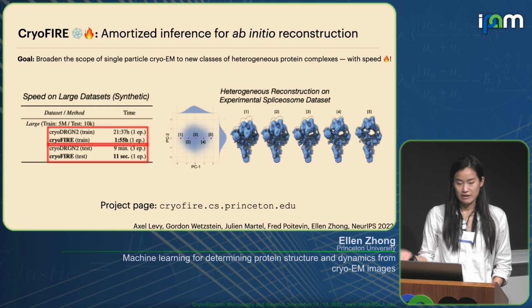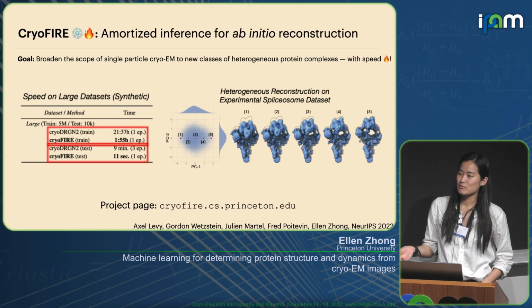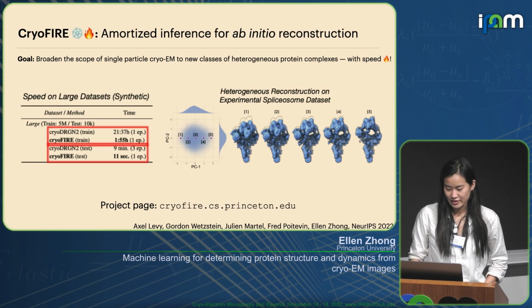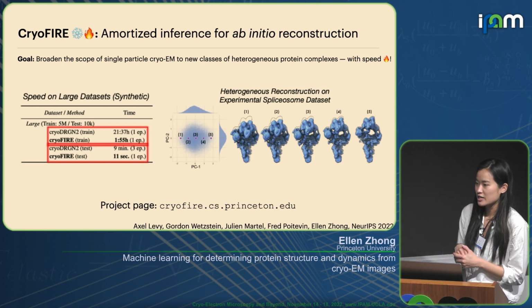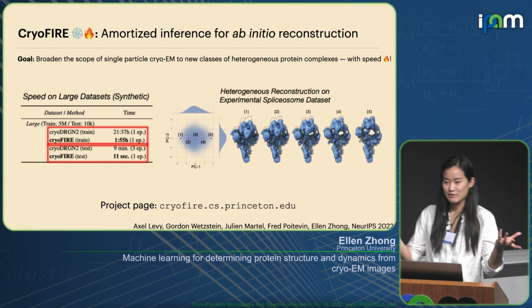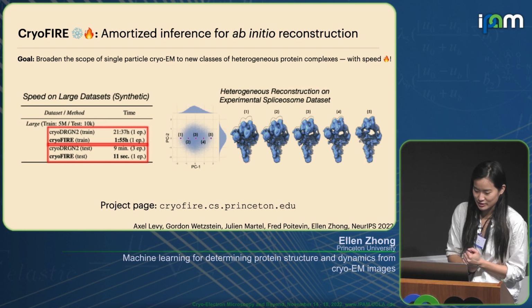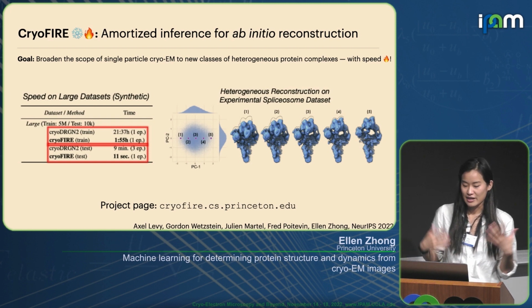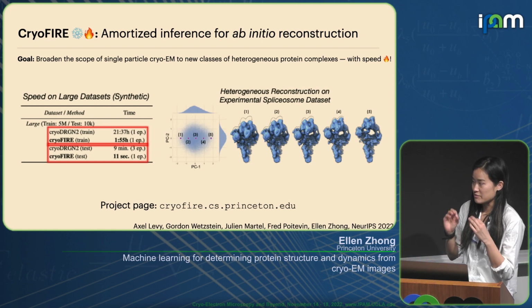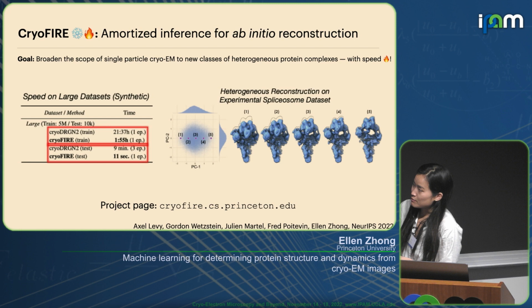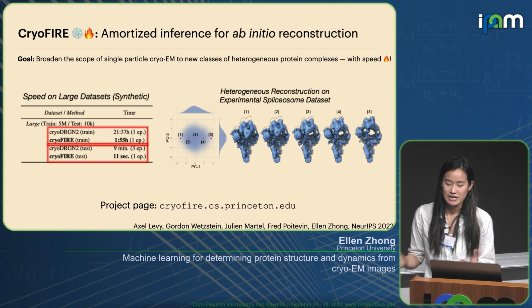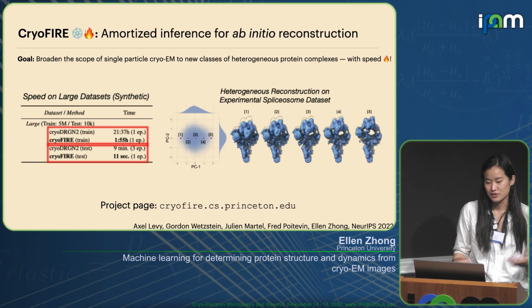I'll briefly mention cryoFIRE. This amortized approach to pose inference originally ran into spurious local minima problems. Axel Levy and others in their cryo-EM paper developed a new loss function that really avoids these local minima. So that was very exciting. I've been able to collaborate with them to bring that to the heterogeneous case. And I think the main goal here is to speed up pose search or pose inference, right? So we don't have to do this exhaustive search.